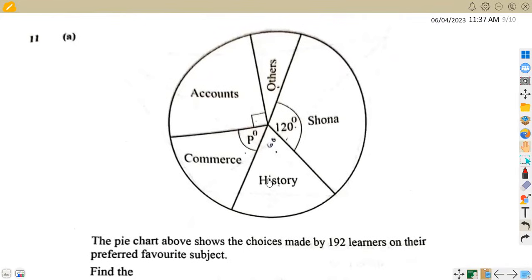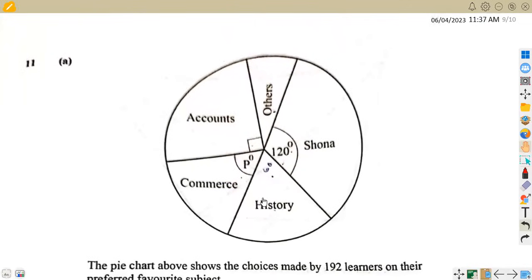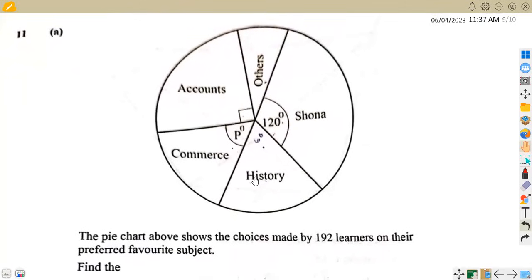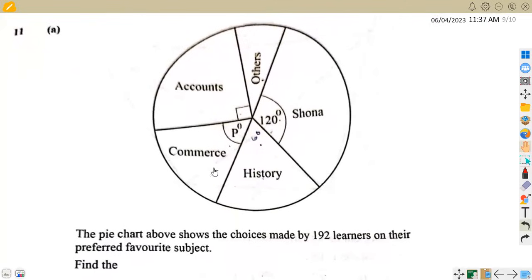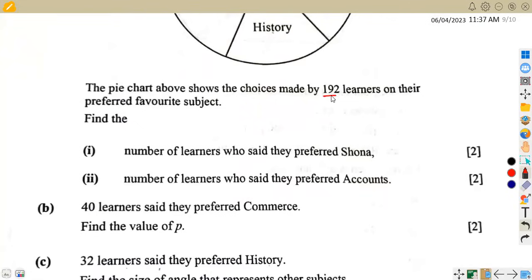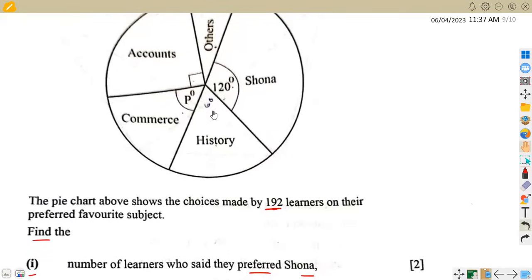Okay, number 11, this one we do not have a graph, so it's an advantage. Here we are given a pie chart with information for accounts, commerce, history, Shona, and others. The pie chart above shows the choices made by 192 learners on their preferred favorite subject. Find the number of learners who said they preferred Shona. Take note, out of everything is 192.